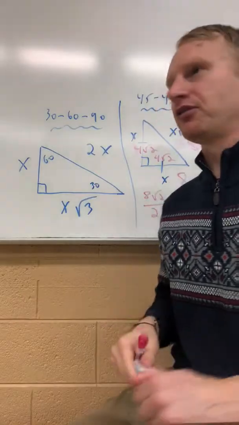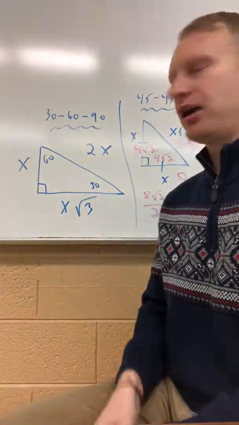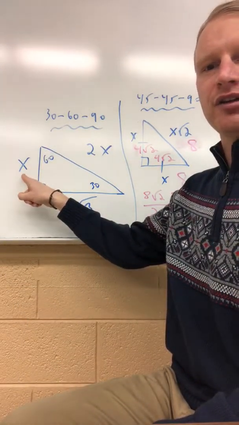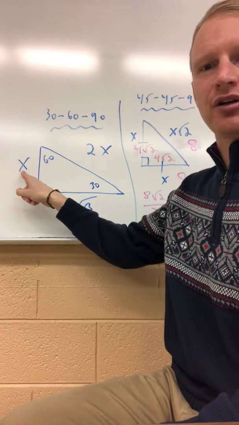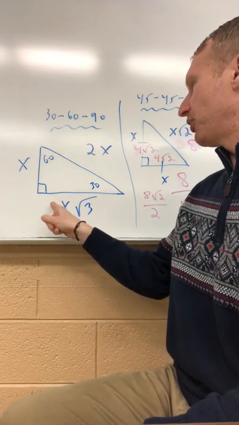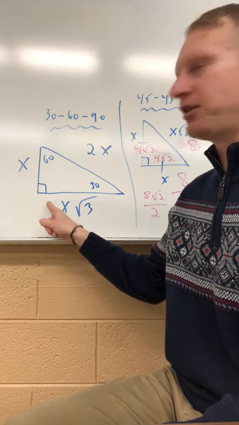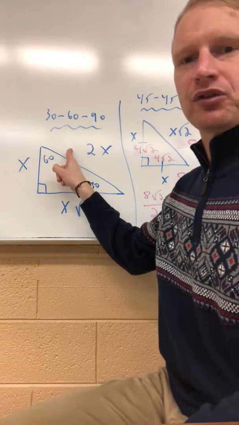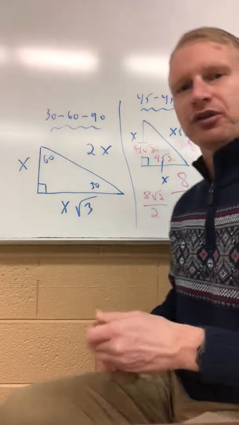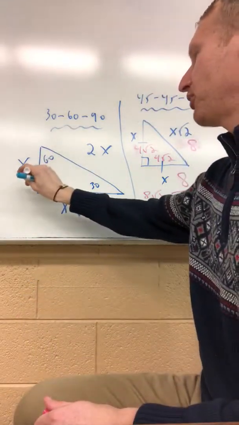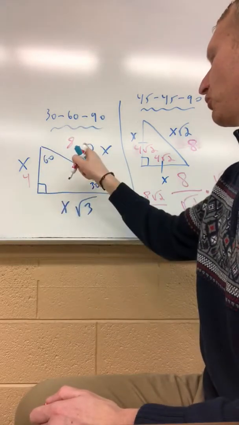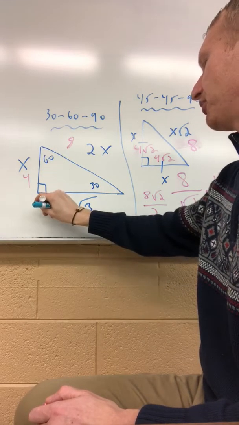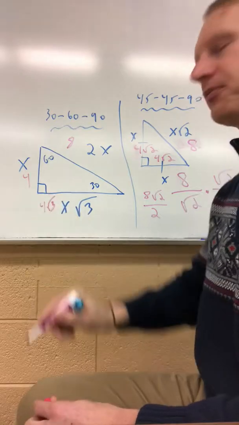The other one is the 30, 60, 90. And in this triangle, the smallest side is your x. That's across from the 30-degree angle, the smallest angle. Then the medium side is whatever the small side is times the square root of 3. And the hypotenuse is twice the smaller side. So a simple example of this, if we know the small side is, say, 4, then we know the hypotenuse is 8, twice that, and then we know that the medium side is 4 times the square root of 3.